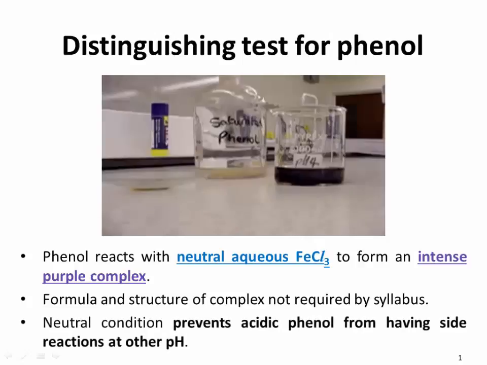and structure. And some of you may ask, how come we use neutral? The usage of neutral condition is to prevent your acidic phenol from having side reaction at other pH. So this you may want to note it down.